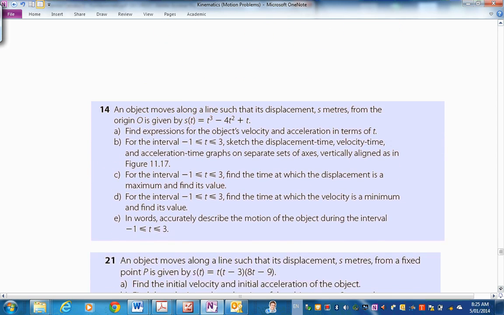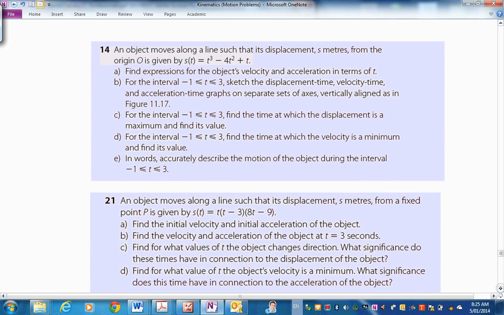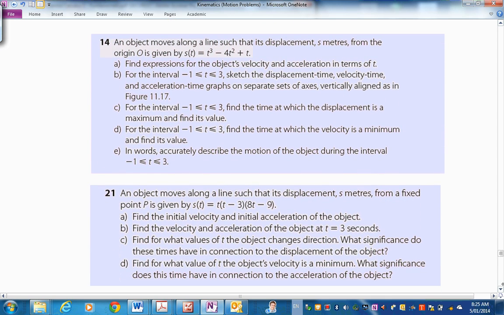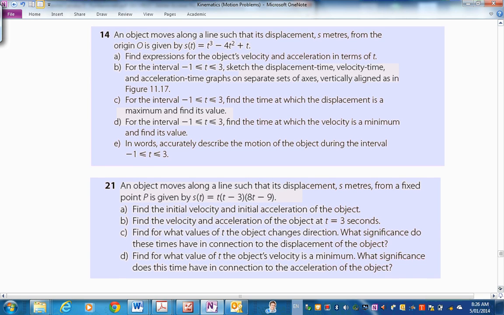Okay, a couple more, this time from Pearson's. I've cut these out from the section in chapter 11. These two were mixed in with other problems, so I've separated them as motion problems. So have a go at those two as well. Slightly different approach there. Okay, let's look at the solutions to those.